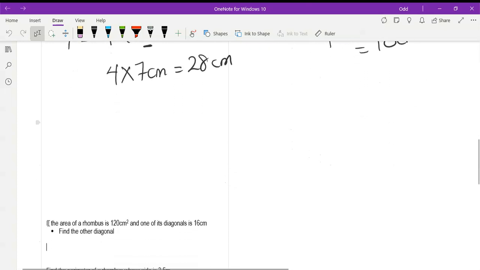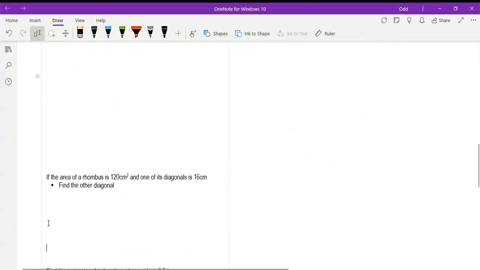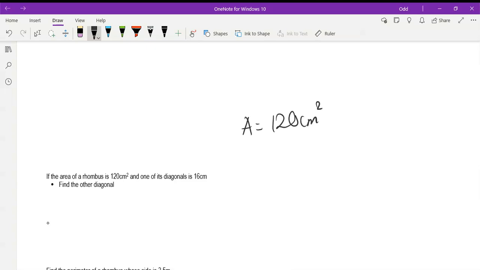The area of a rhombus is 120 centimeters square, and one of its diagonals is 16 cm. Find the other diagonal. So we have our A is 120 cm square, and you can say that D1 is 16 cm. What's our D2? That's what we don't know.